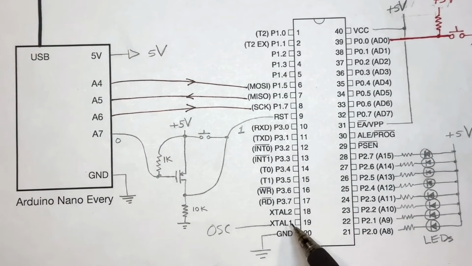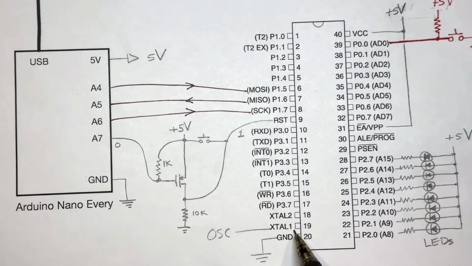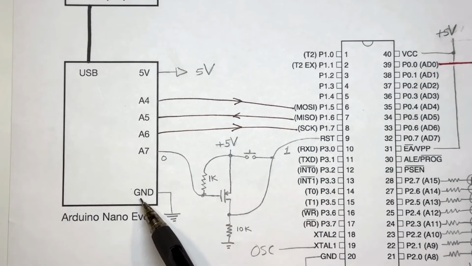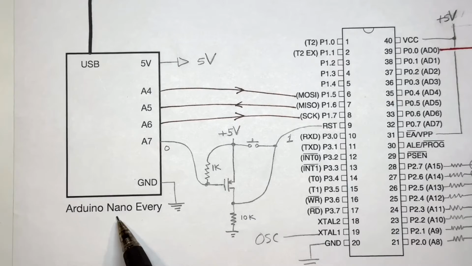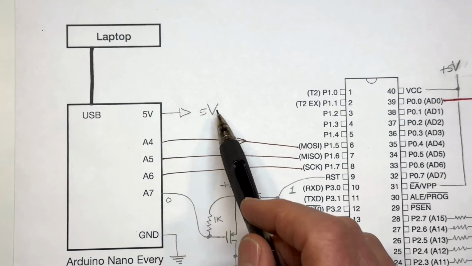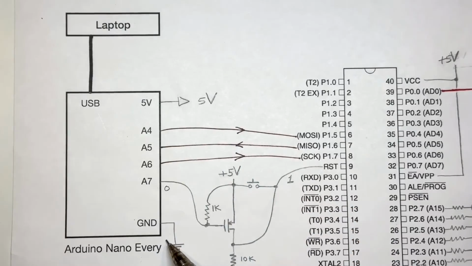The chip has an oscillator, and we could tie a crystal across these with some capacitors, or we could run a straight oscillator into pin 19, and actually that's what I'll do. And then here we have the Arduino over here that we're going to be using to program it. Actually an Arduino Nano Every, and it's connected to a laptop with USB and powered with 5 volts and ground.